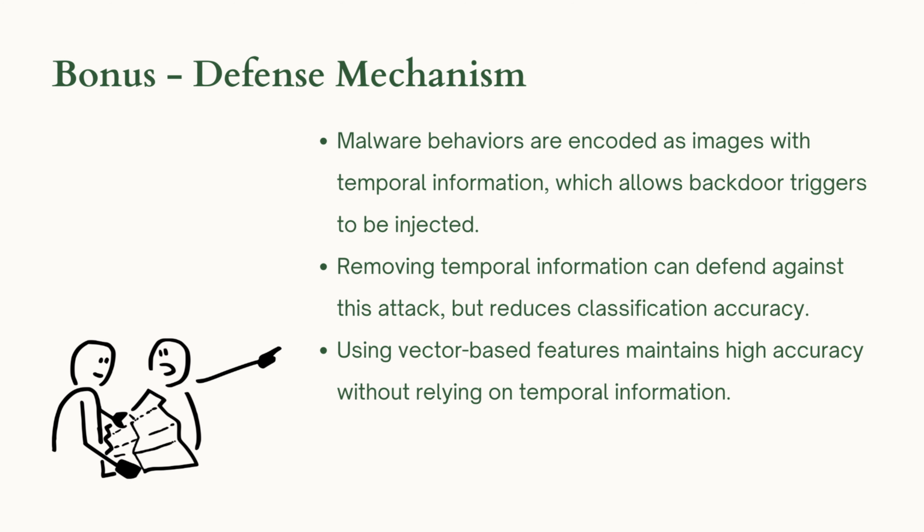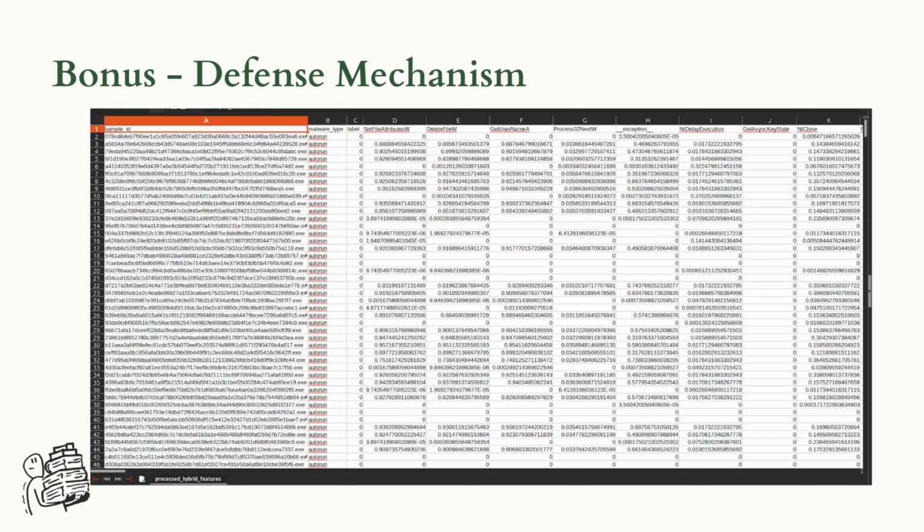And then is our bonus work, defense mechanism. When converting malware behaviors into images, temporal sequence information is explicitly encoded in the image representation, which enables us to inject backdoor triggers through this design. Excluding temporal information and using only malware behavioral features can defend against this type of backdoor attack. However, our experiments show that this approach leads to a noticeable drop in classification accuracy. Our experimental results demonstrate that replacing image-based representations with vector-based features preserves high accuracy while relying solely on malware behavioral information without temporal sequences. This is the Figure 4 picture.